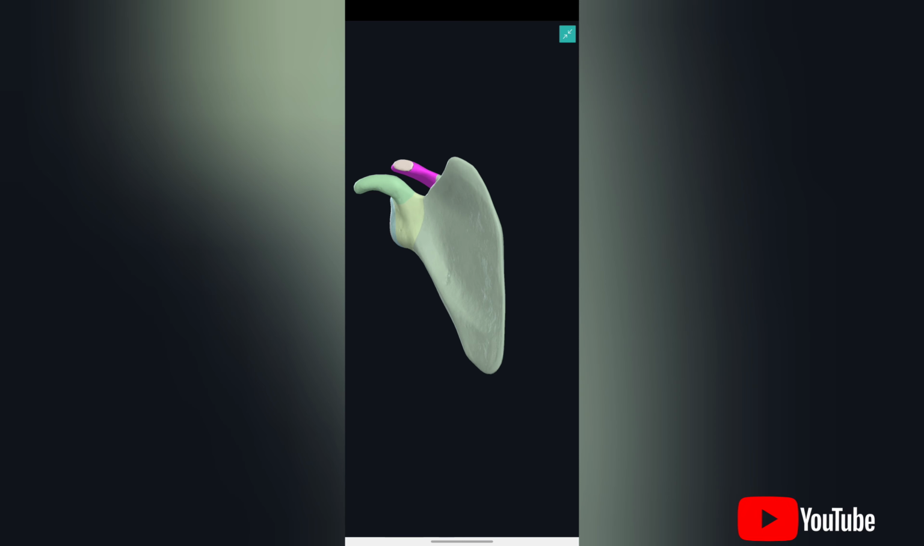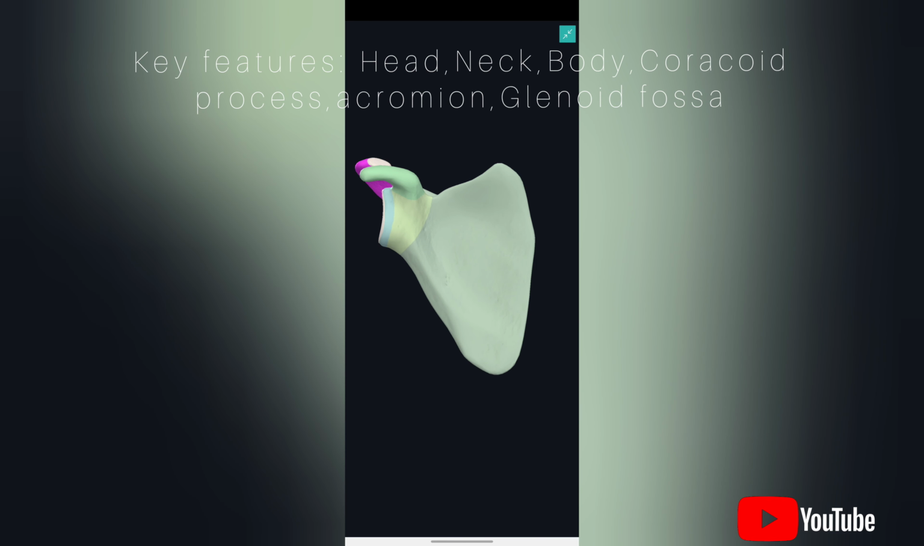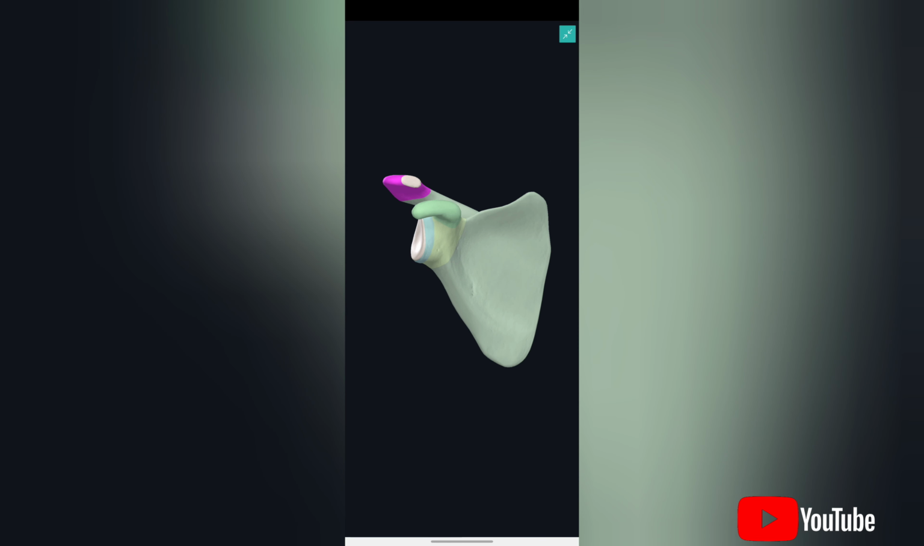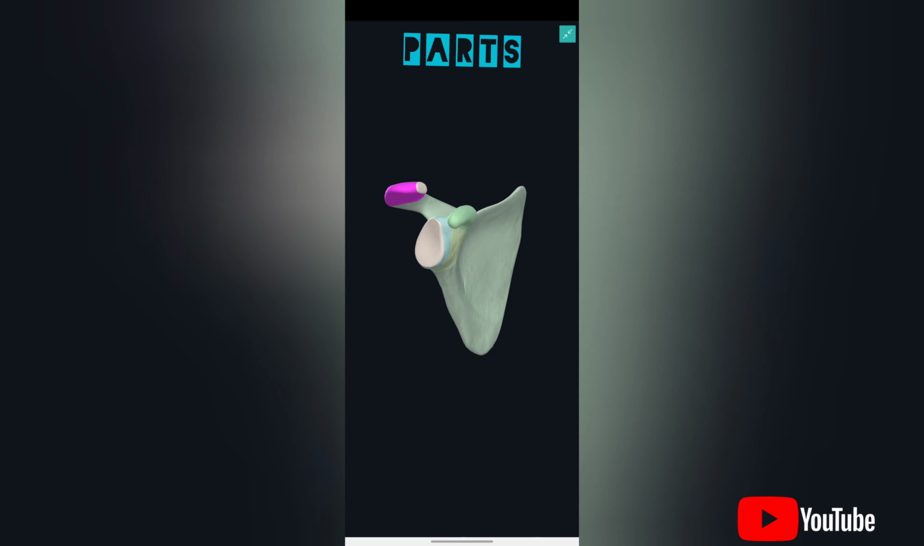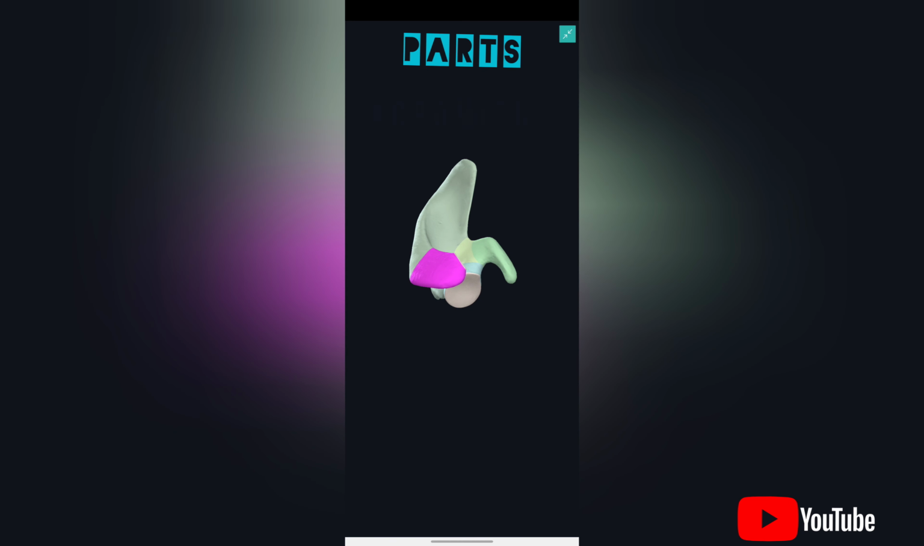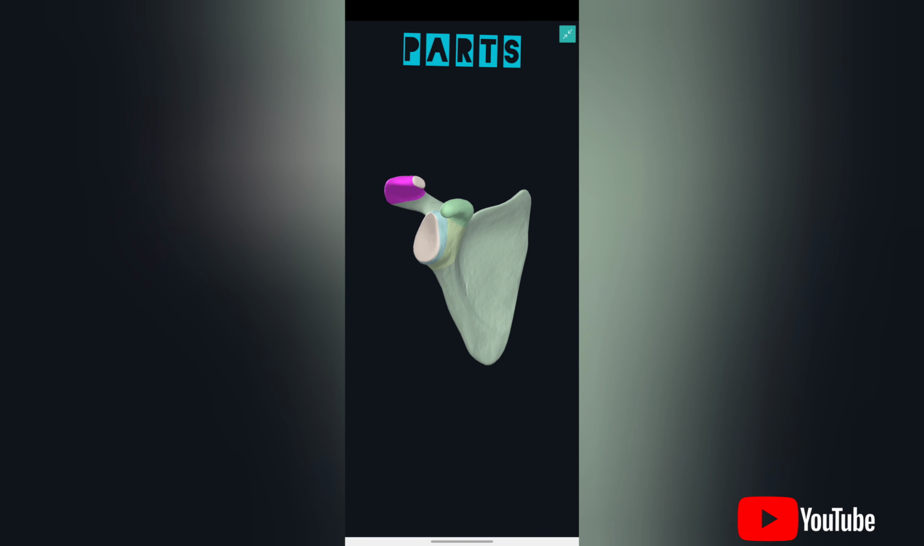The key features we are going to learn are the head, neck, body, coracoid process, acromion and glenoid fossa. Now we are going to learn about the parts one by one. The first part, this pink one, is known as the acromion. This is the anterior projection from the lateral end of the spine of the scapula.